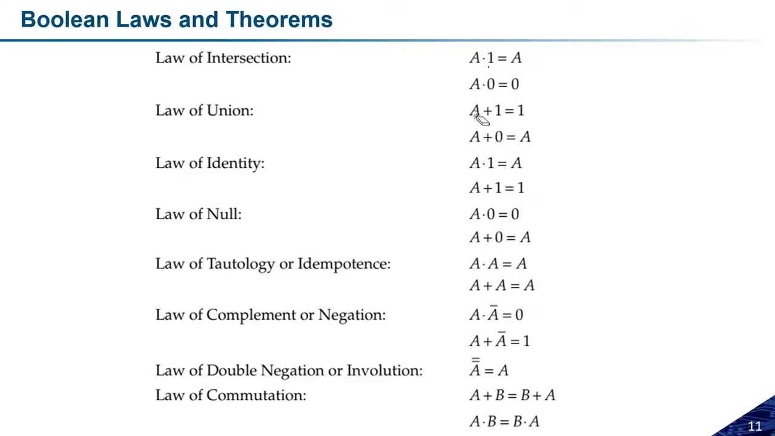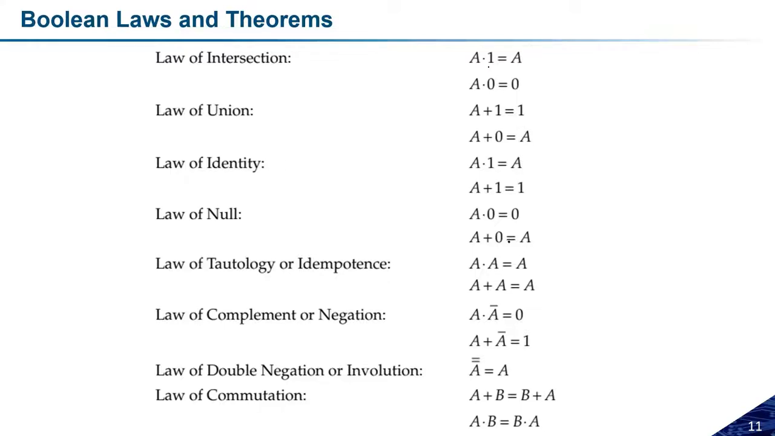Law of identity, we can say like if we multiply or add with 1, we are getting the same thing: the A is getting reflected, so we can call it the law of identity. Law of null, like if I'm doing some operation with the zero, then we can call it the law of null. So A dot 0 and A plus 0 can be considered as the law of null.